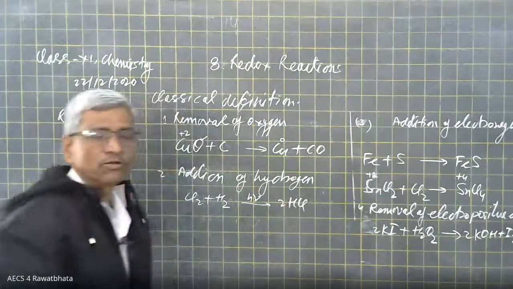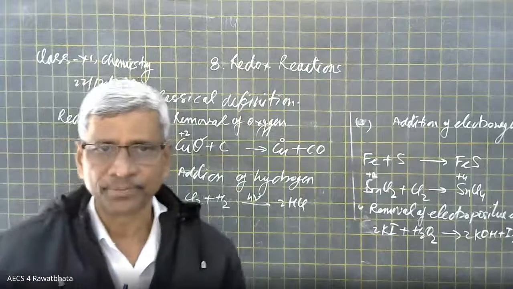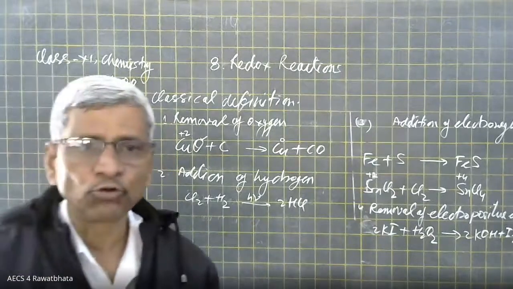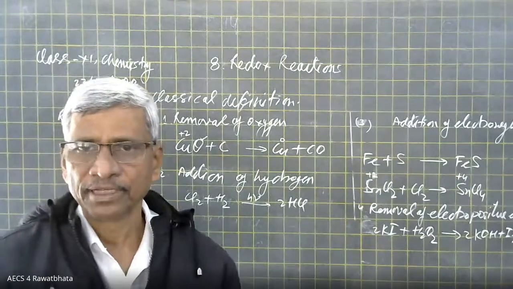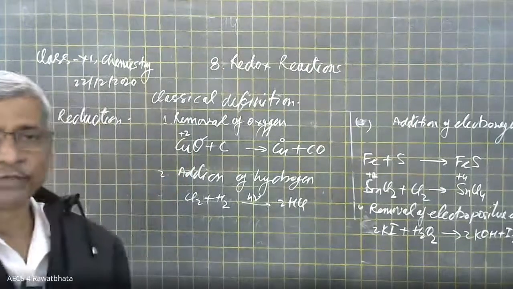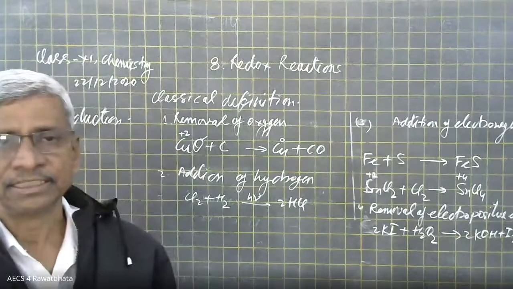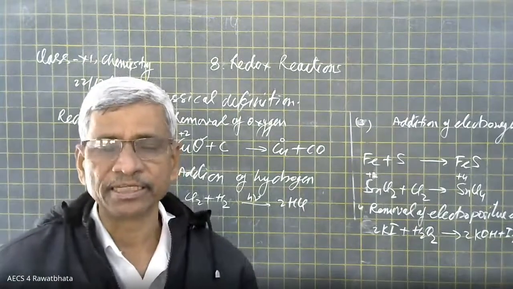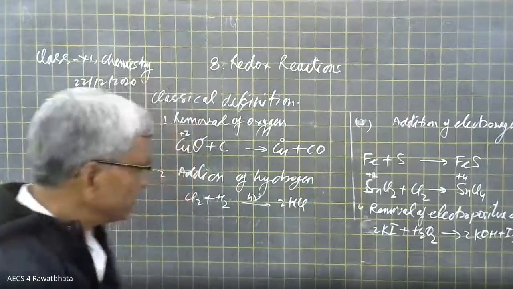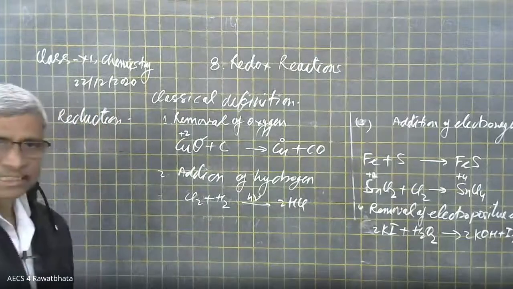Such reactions are called photochemical reactions. Like photosynthesis is a photochemical reaction. Light is needed for that. Photography, even vision, our sight, is also a photochemical reaction that is going on in our retina. So it is an example of a photochemical reaction.